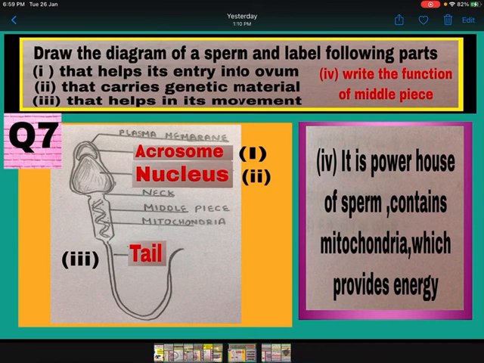Now part that carries genetic material. It is the enlarged haploid nucleus. Labeling number 2 in the diagram. Both acrosome and nucleus together form the head of the sperm. Next question, part 3 of the question: part that helps in its movement, labeling number 3, it is the tail. Now part 4 of the question, write the function of the middle piece. It is the powerhouse of the sperm, contains mitochondria which provide energy for movement.